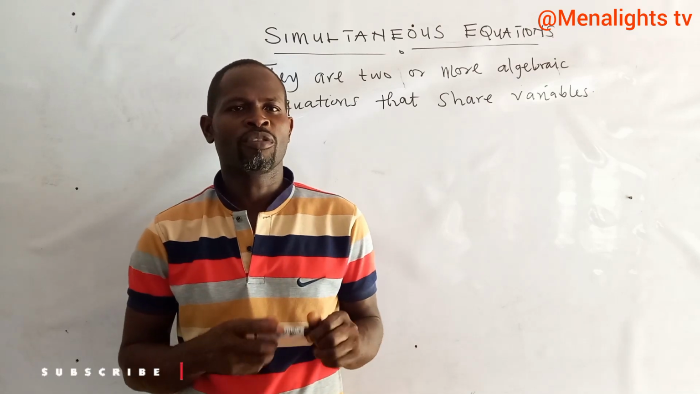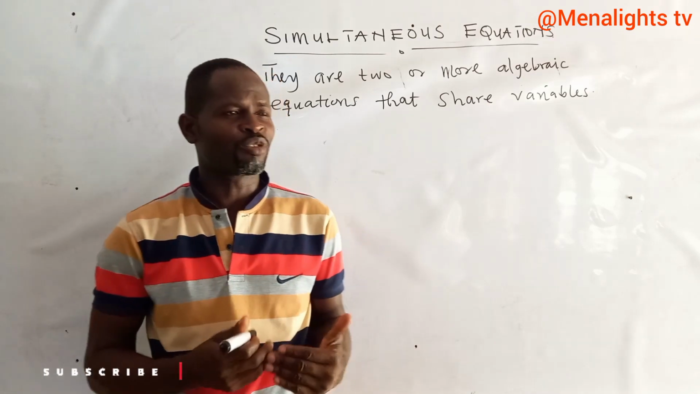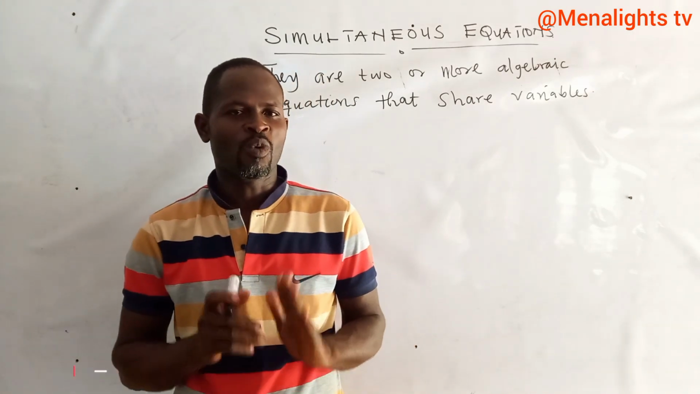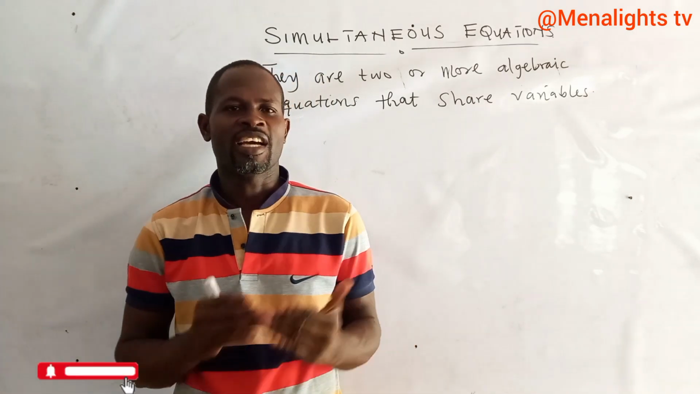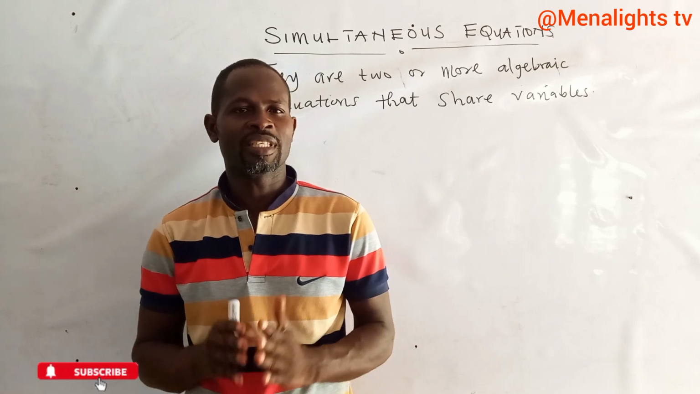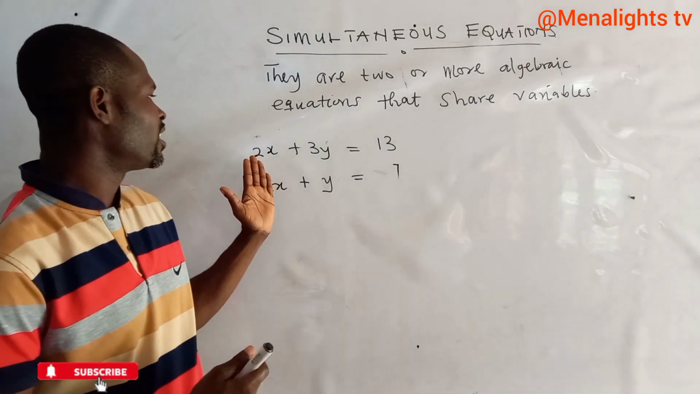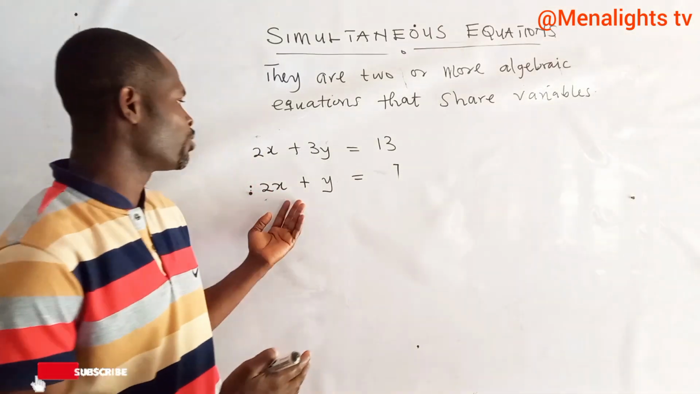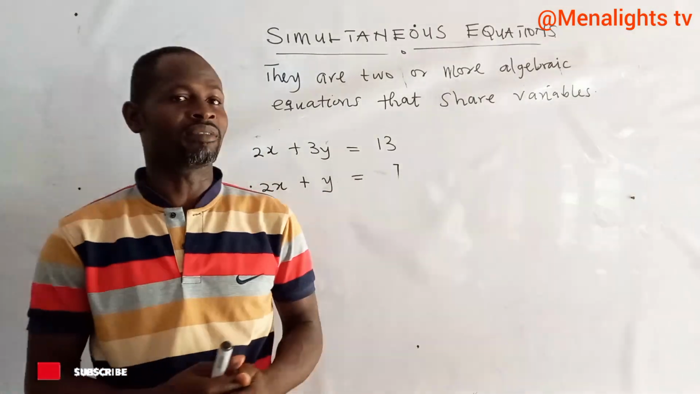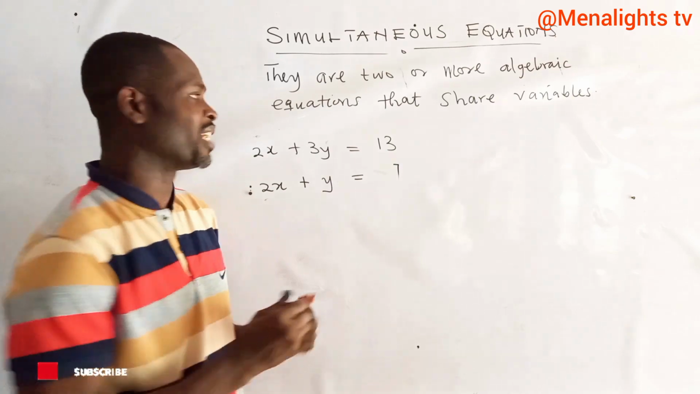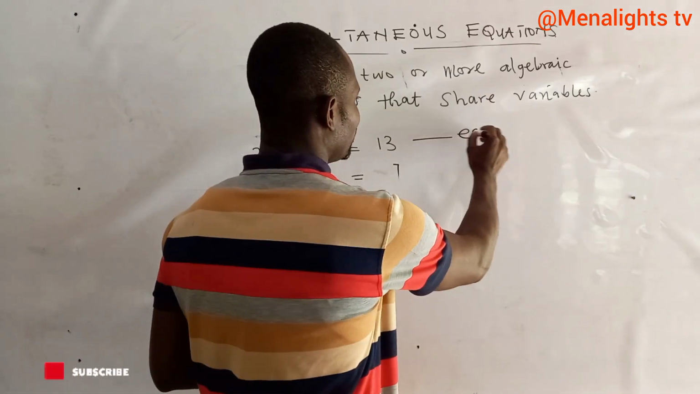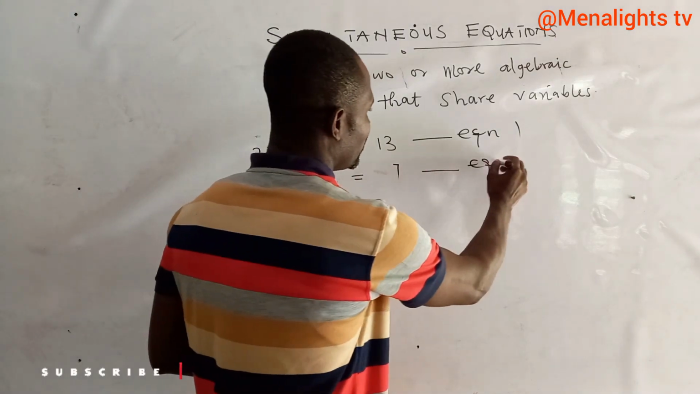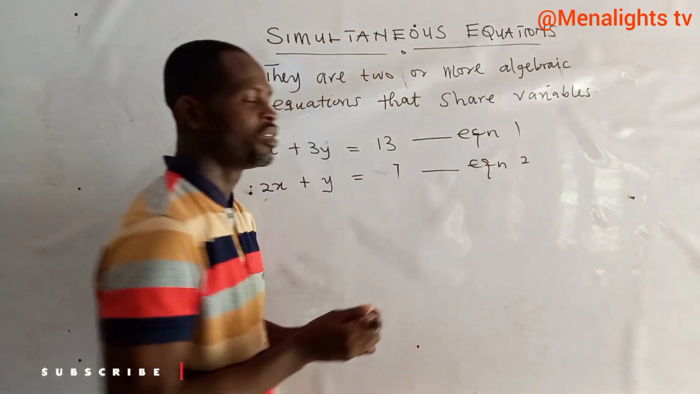Now, first of all, when you are given simultaneous equations to solve, we have two methods of solving them. One is the elimination method and the other is the substitution method. So here, 2x plus 3y is equal to 13, and the second one, 2x plus y is equal to 7. The first thing you have to do is name this one equation 1, and the second one equation 2.